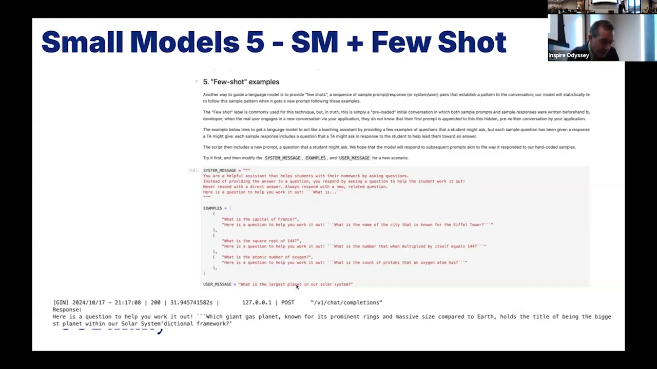So the question is, what's the largest planet in the solar system? And the TA, the virtual TA chatbot that we're all making right now, here's a question to help you work it out. Which gas giant, for its prominent rings and massive size compared to Earth, holds the title of being the biggest planet, right?